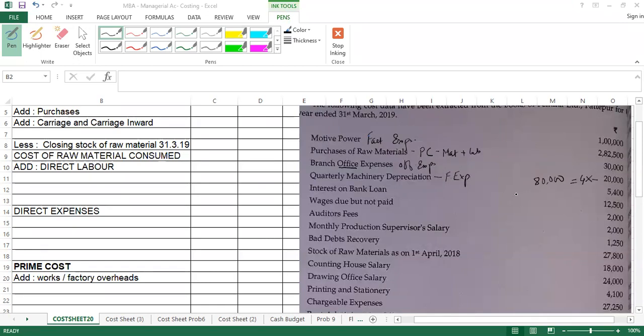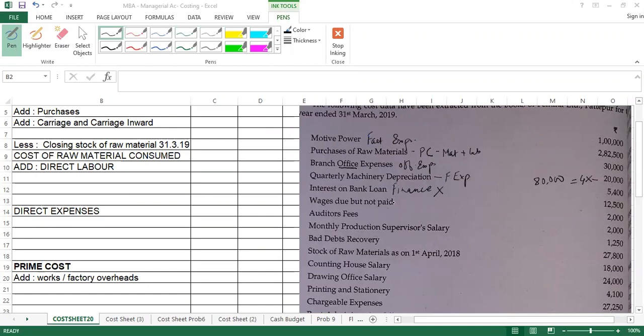Next. Interest on bank loan. Interest on bank loan is a finance cost. And my dear students, we are preparing the cost sheet. In a cost sheet, we are trying to estimate the total expenses incurred to manufacture a product. So when we are calculating the cost of manufacturing a product, we are not going to take into consideration this item, that is interest cost, that is finance cost. So this will be excluded from your cost sheet.